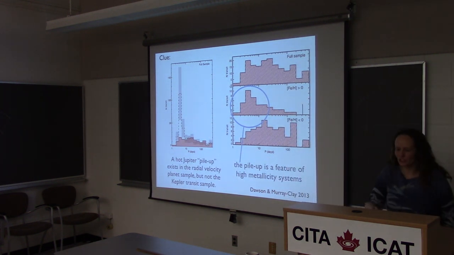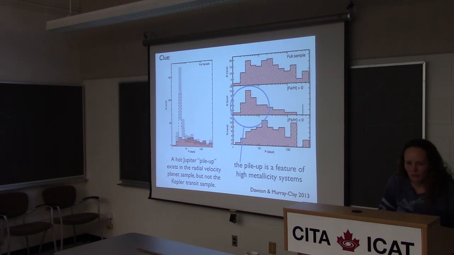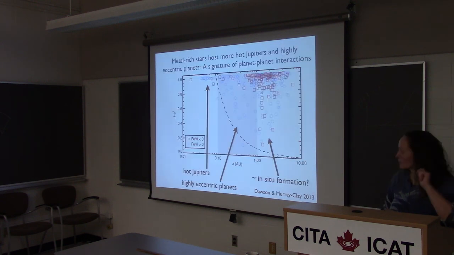I don't see why this shape difference would go away. Also, it did go away in the Santerne paper. And the reason for that is because the low metallicity stars tend to have higher false positive rates, because there are fewer genuine planets in there to start with. So anyway, that's just details. Yeah. Okay, I'll talk to you afterward.